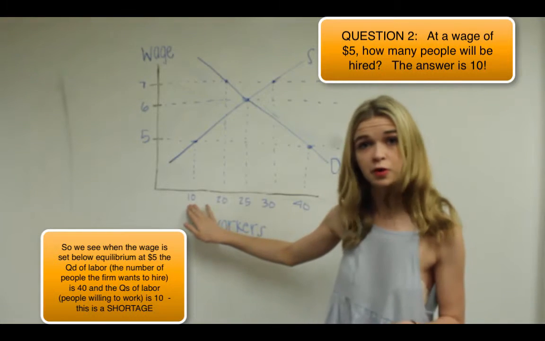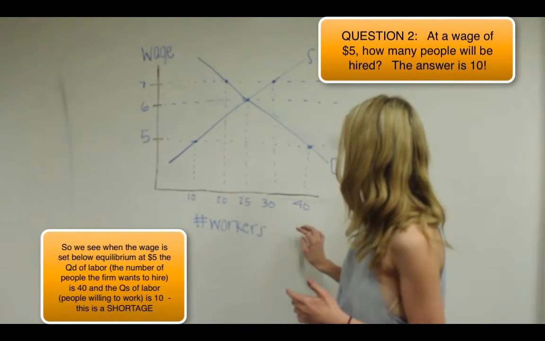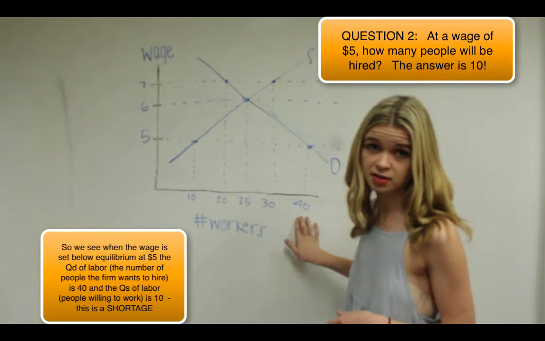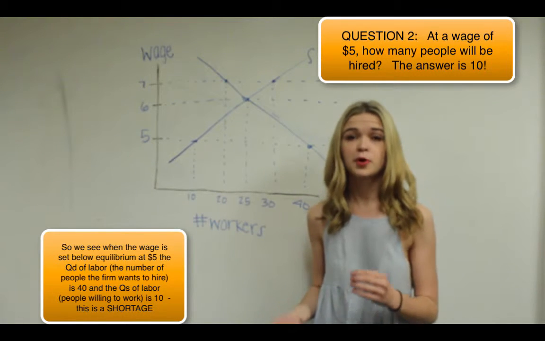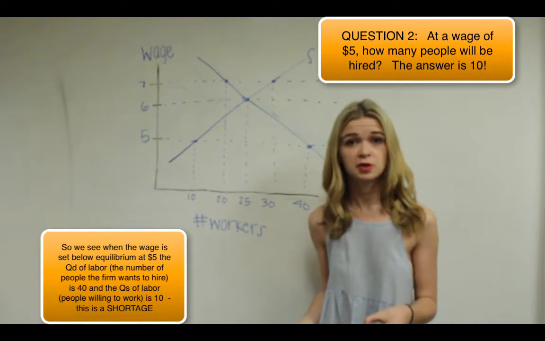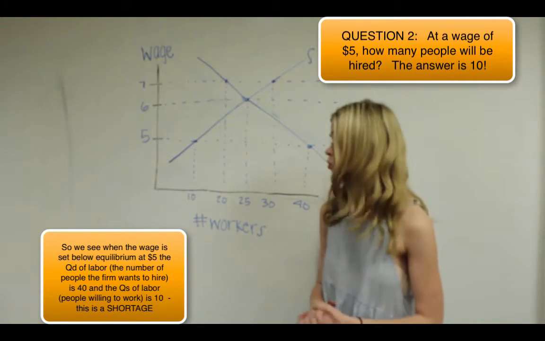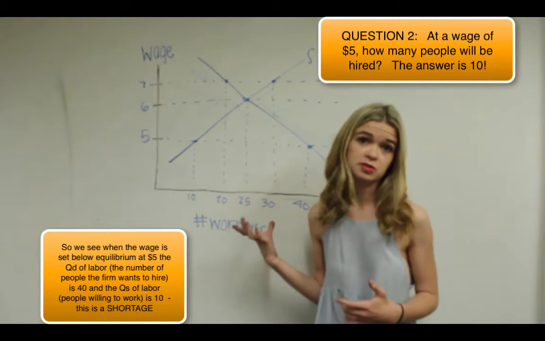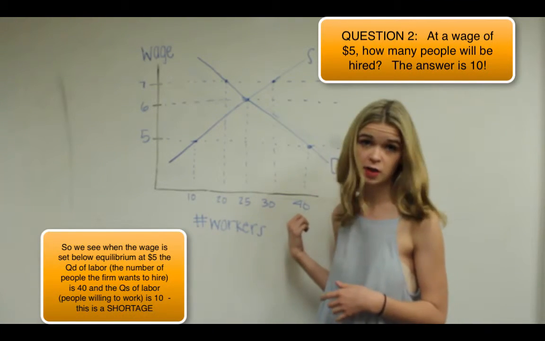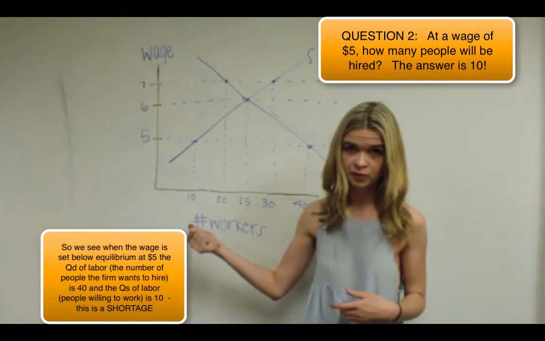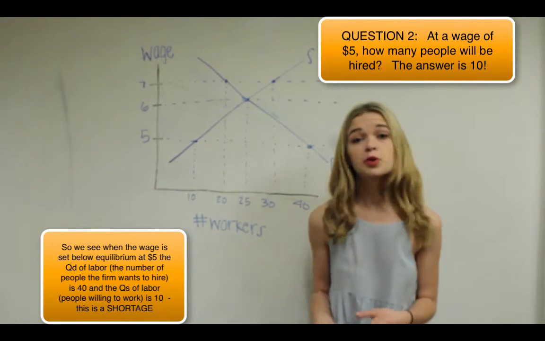So at a wage of $5, how many people are hired? There are 10 people who are applying for the position, and there are 40 positions available. So how many people are hired? 10, because only 10 people want the job. We would have a shortage of laborers right then, because this company wanted 40 people, but they only got 10. And that's a good explanation of how input markets work.